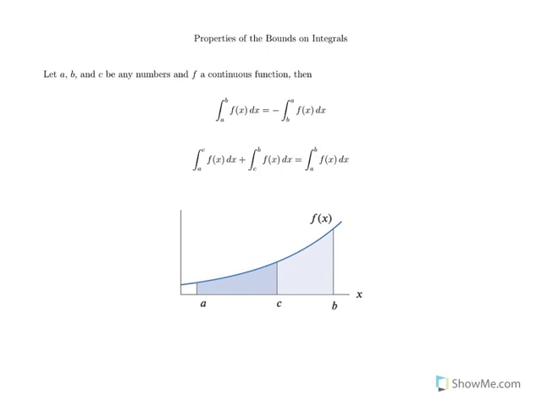So the first thing is more of a definition than a theorem, and that is if you flip the bounds, instead of going from a to b, you go from b to a, then all you're going to do is take the negative of the integral. And that really is just a definition. There's really no mathematical reason other than we need to define what it means to have a bigger number on the bottom.